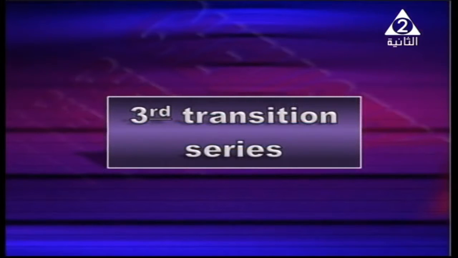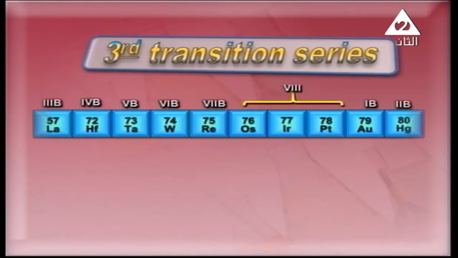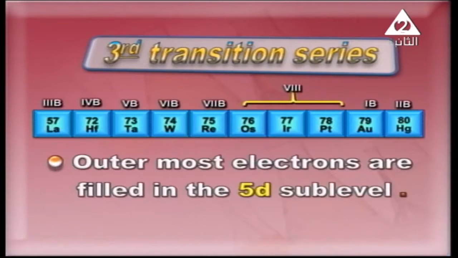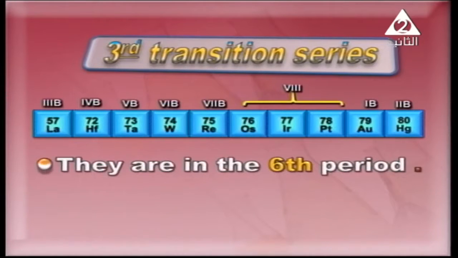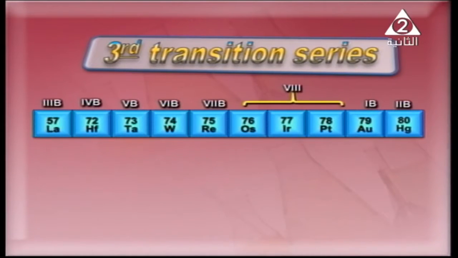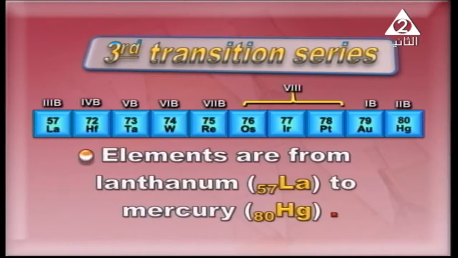The third transition series, as shown on the screen, we find that their outermost electrons are filled in the 5D sublevel, and they are located in the 6th period, as shown on the screen. And these elements started from lanthanum, atomic number 57, till mercury, which atomic number is 80, as shown on the screen.